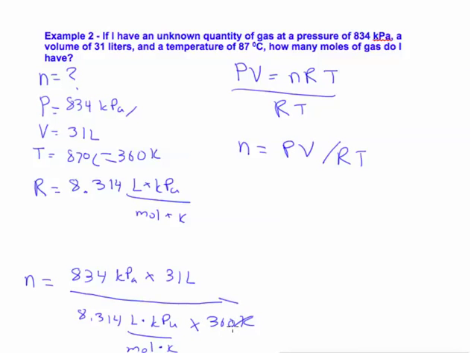Kelvins cancel out, kPa cancels out, and liters cancels out, which gives us moles for our remaining units. So we do 834 times 31 divided by 8.314 and divided by 360. And you get 8.63804. For significant figures, we have 3, and we have 2, 2, and 4. So we're going to round our answer to have 2 significant figures. So we get 8.6 moles.